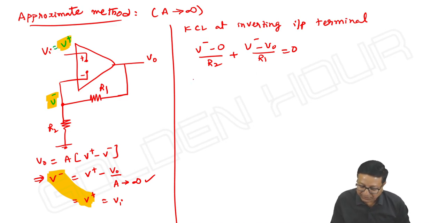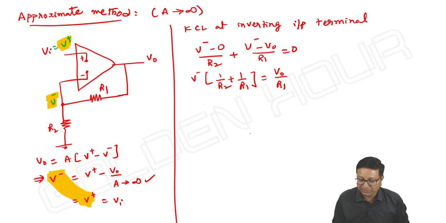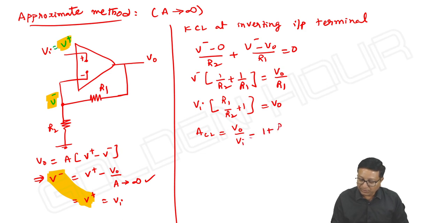Okay, so further, V minus into 1 by R2 plus 1 by R1 is equal to V output by R1. But what is V minus? It is V plus, that is of course equal to VI. So it is VI. Let us bring R1 to the left hand side. So R1 by R2 plus 1 is equal to V output. Am I not getting the same answer? The closed loop gain, V output by VI, is equal to 1 plus R1 by R2. Just like that we got this formula.